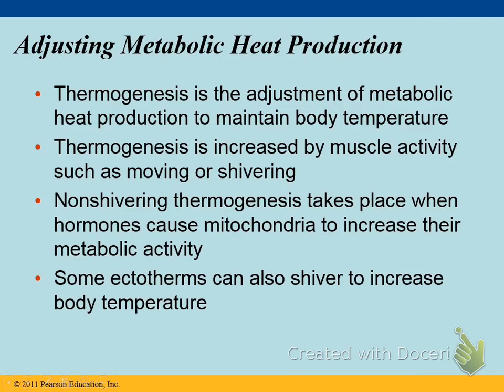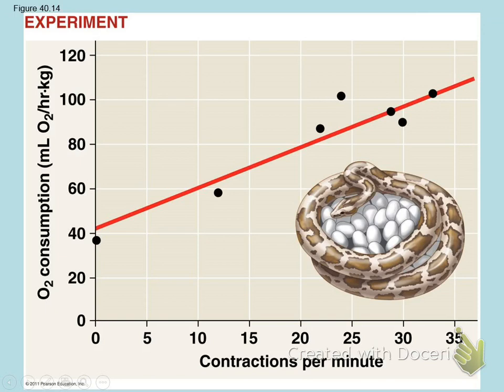Thermogenesis is the adjustment of metabolic heat production to maintain body temperature. Thermogenesis is increased by muscle activity such as moving or shivering. Non-shivering thermogenesis takes place when hormones cause mitochondria to increase their metabolic activity. Some ectotherms can also shiver to increase body temperature. And then here's a graph of that.